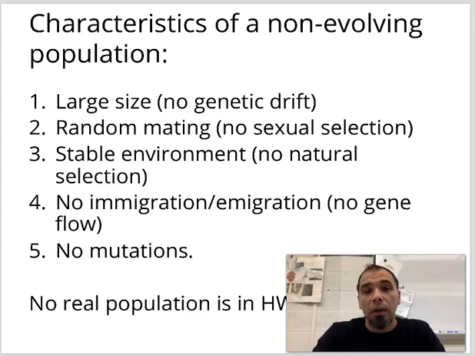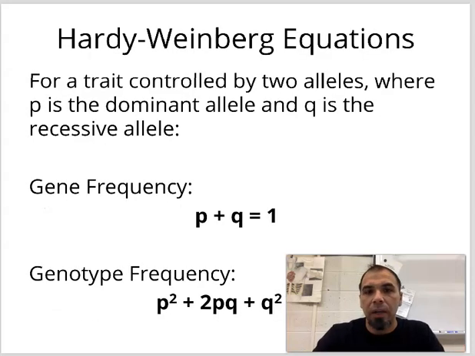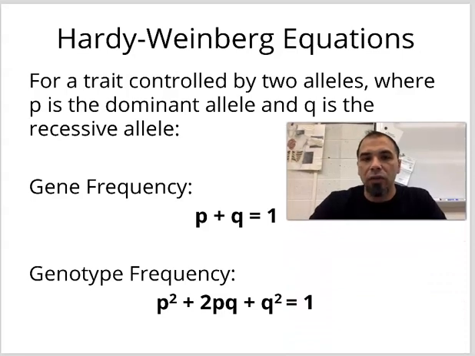And so if the question says a population is in Hardy-Weinberg equilibrium, it's not evolving. What you're doing is looking at a change from generation to generation. And so here's the equation. You have a formula sheet. For a trait controlled by 2 alleles, where P is the dominant allele and Q is the recessive, if they're talking about the gene frequency, that's P plus Q equals 1. And if they're talking about the genotype frequency, that's P squared plus 2PQ plus Q squared equals 1.